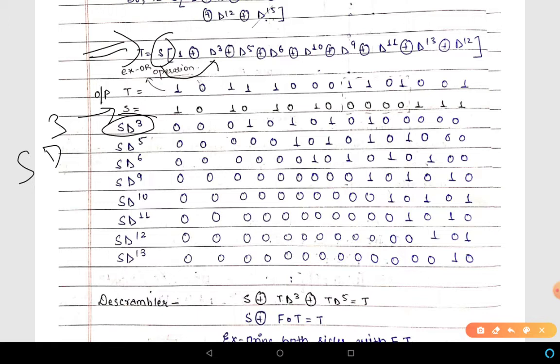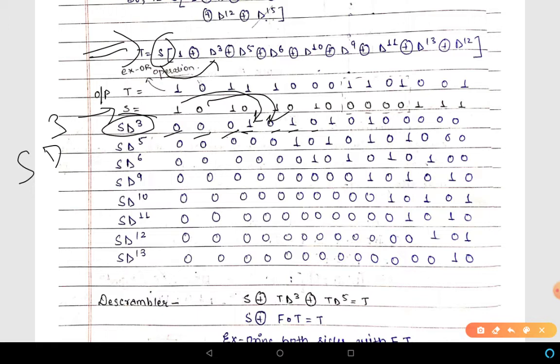So 1, 2, 3, 3-bit delayed. Again the same sequence will come, that is 1, 0, 1, 0. This will come here and this will come here and so on.